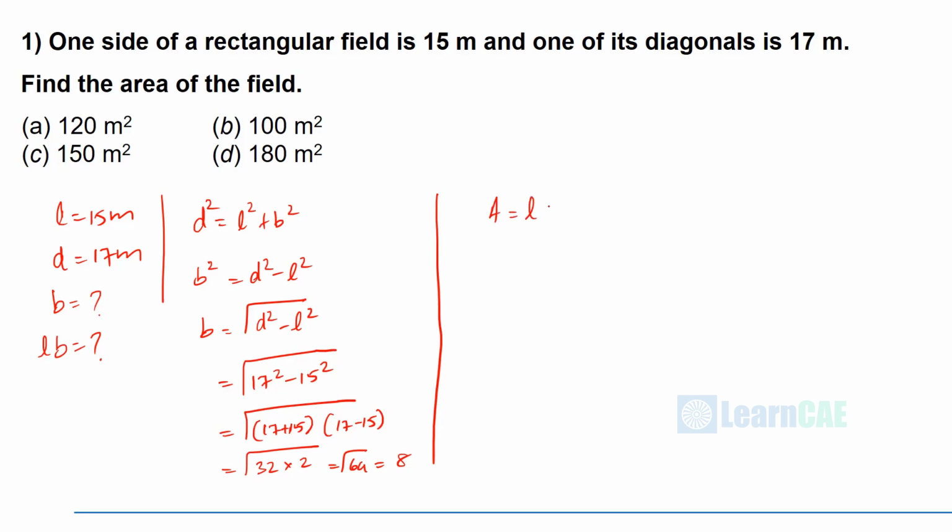Area is equal to L into B, which is 15 into 8. 5 8s are 40, 1 8 is 8, so 120. So the answer is A, 120 meter square. That's the answer. Now we shall go to the next problem.